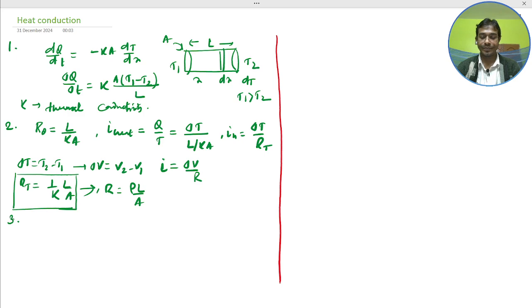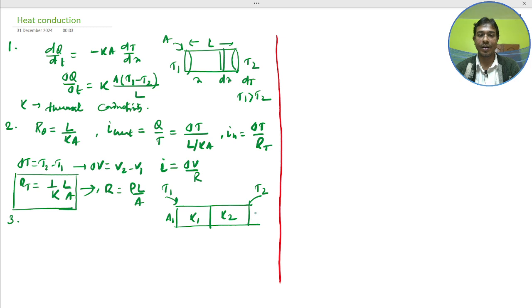Next, go ahead, the series and parallel combination of the rod. Suppose this is K1 thermal conductivity and K2. These combination questions are coming in your JEE Advanced type questions. T1, T2, and this is area A1 and A2. Here length L1 and L2.